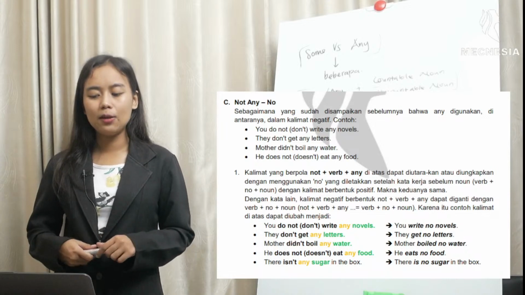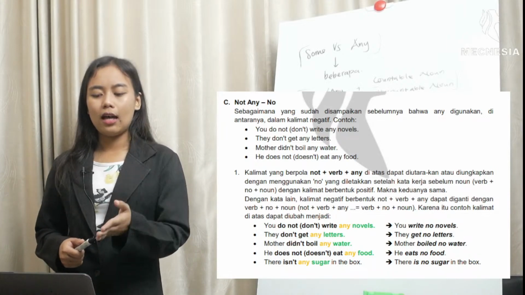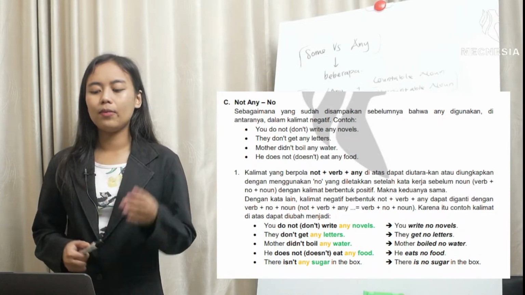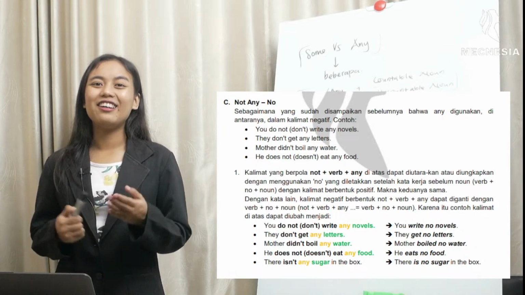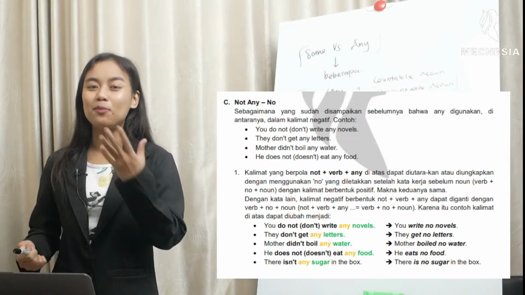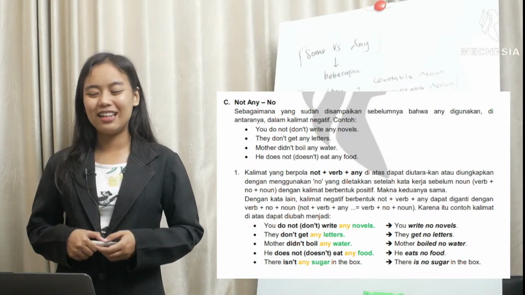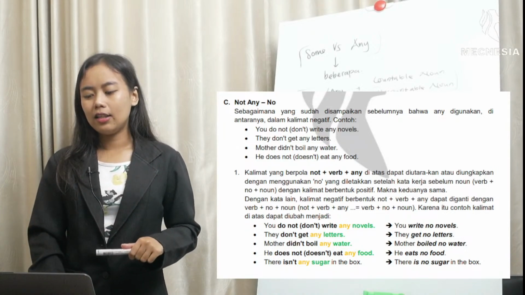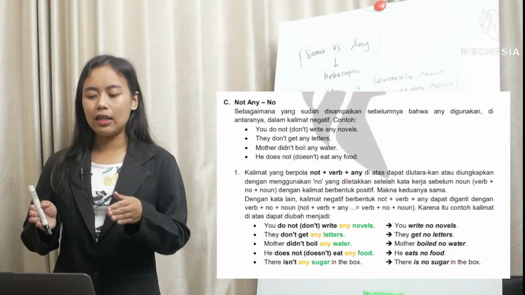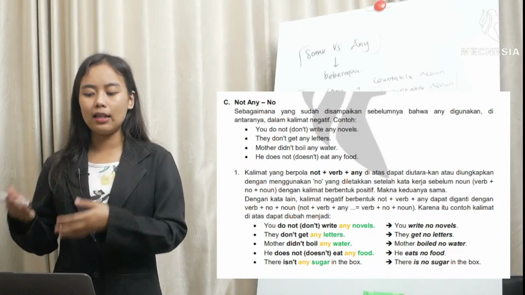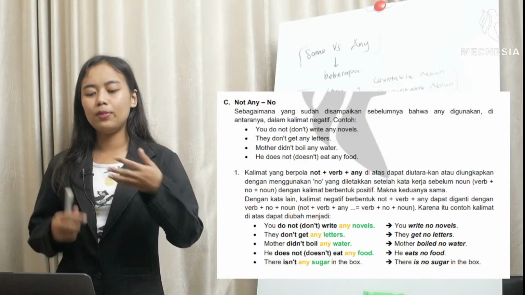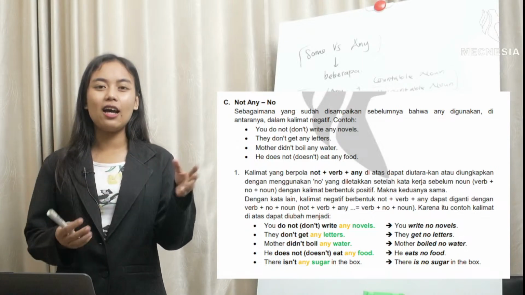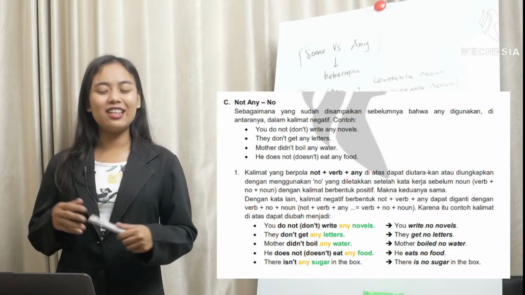Oke, so di sini penulisannya ada not negatifnya, kemudian ada any di belakangnya. Well, this pattern bisa diubah dengan menggunakan no aja. Seperti yang bisa kalian lihat di point number 1. Okay, the pattern will change from not verb any to verb no noun. Kata kerja no kemudian bendanya.